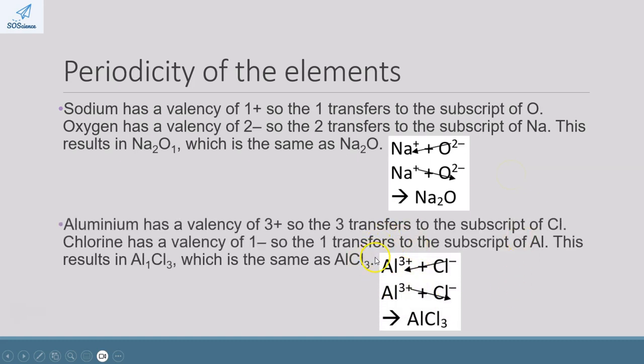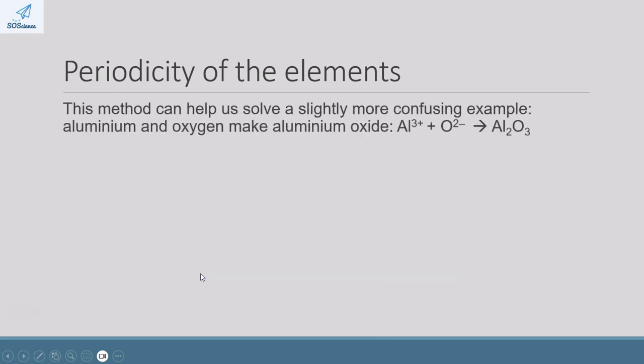Here's the example with aluminium and the chloride ions. Aluminium makes a 3 plus ion and chloride is 1 minus. So we transfer the 1 over here and we transfer the 3 to the chlorine. We end up with Al1, which we ignore the 1, Cl3. Now this cross multiplication method can help us solve slightly more confusing examples.